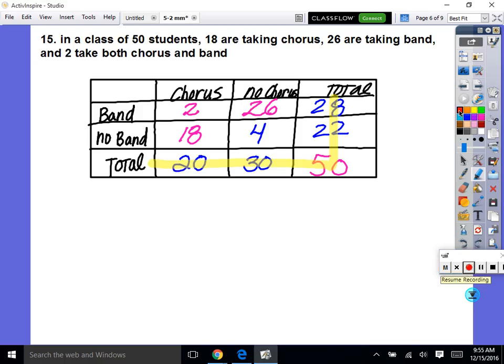So let's think about 17. Chorus complement. Let's do it the one way that we've done it before with this one. The chorus complement means not chorus, correct? So let's check off chorus. So isn't this one included in chorus? And this one. So everything in that would be 26 plus 4. Does that help?